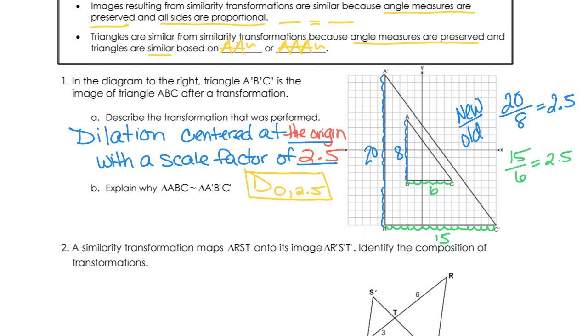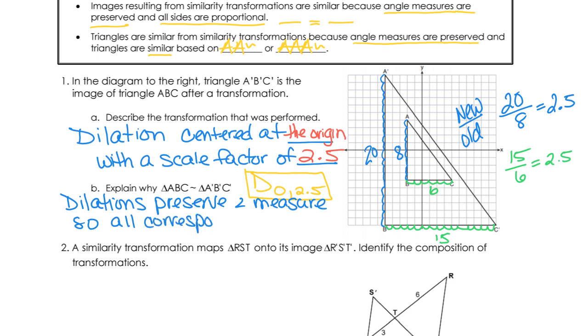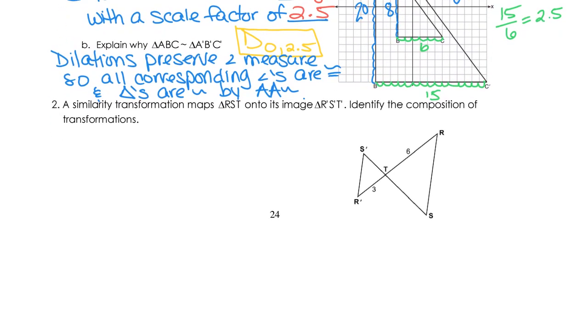Now, part B is going to ask, explain why the triangles are similar. So we're going to go ahead and say that dilations preserve angle measure. So all corresponding angles are congruent and triangles are similar by angle similarity. Okay. All right, let's go ahead and take a look at 2.